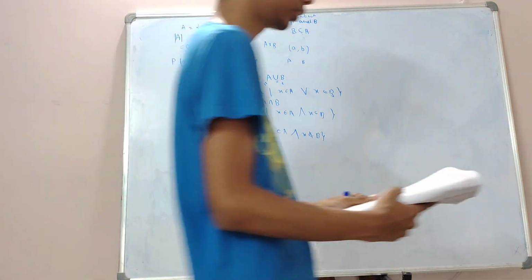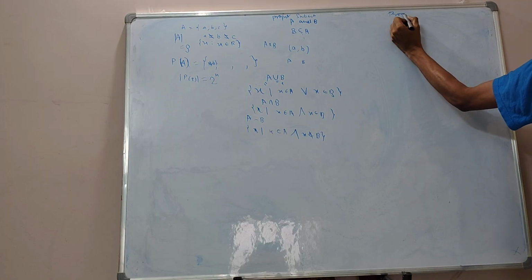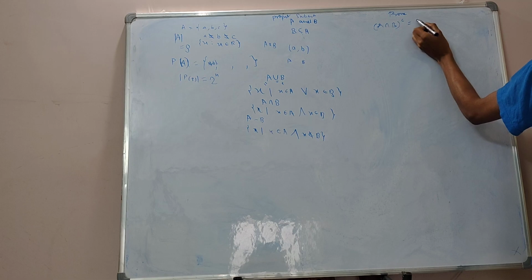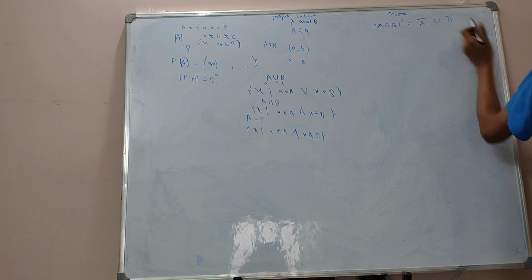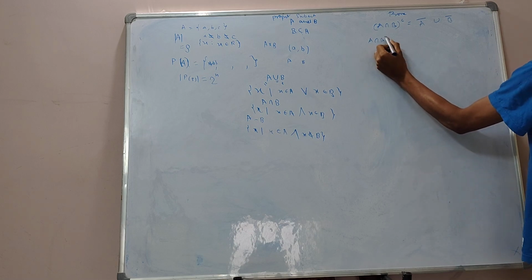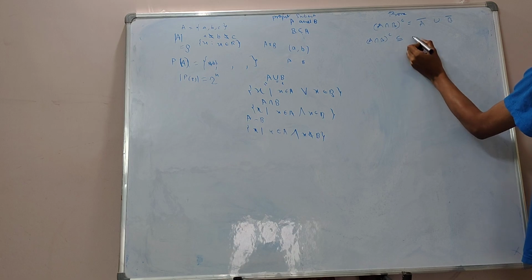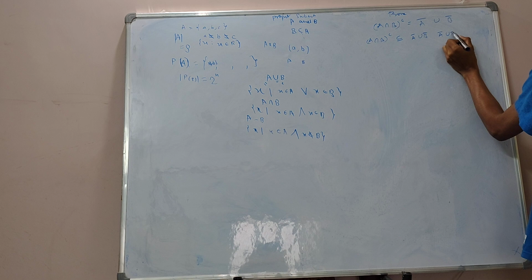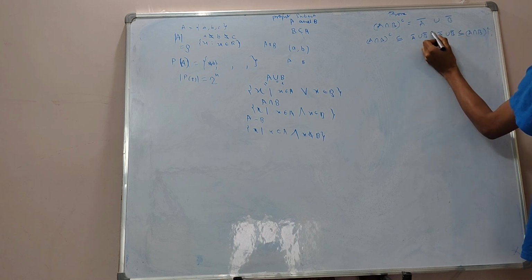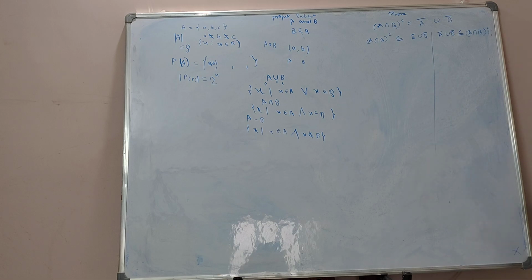Now I am discussing a question. I have to prove (A intersection B) complement is equal to A complement union B complement, right? So how can I prove this? First I can prove (A intersection B) complement is a subset of A complement union B complement, and A complement union B complement is a subset of (A intersection B) complement, right? I can prove these two things separately, right? So what does it mean?